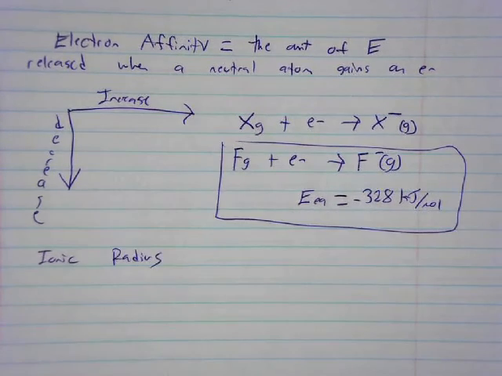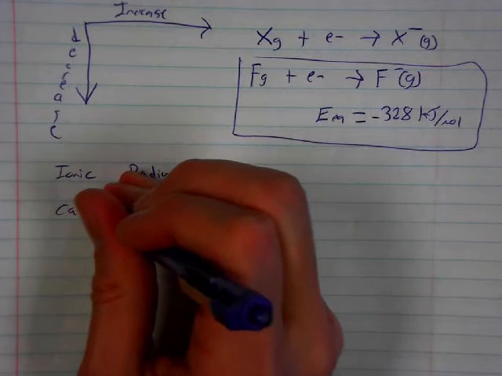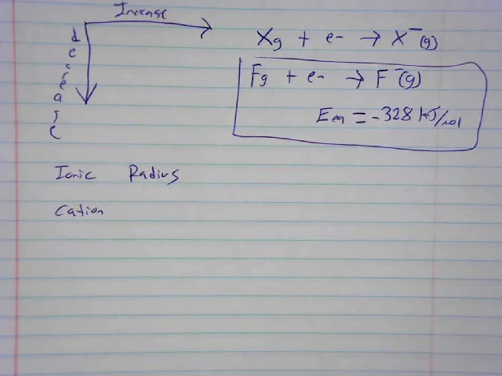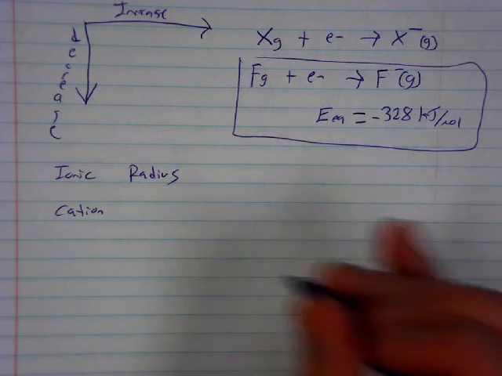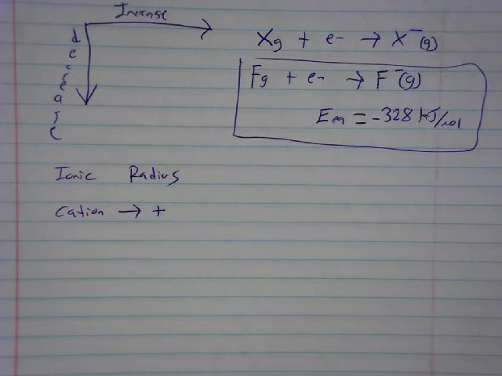Last one is ionic radius. This is not hard, but you have to be able to define what's going on. So a cation. How do you become a cation?